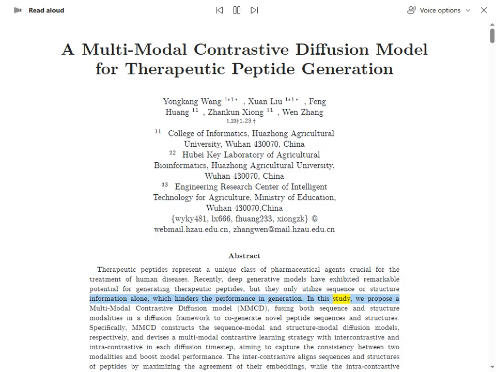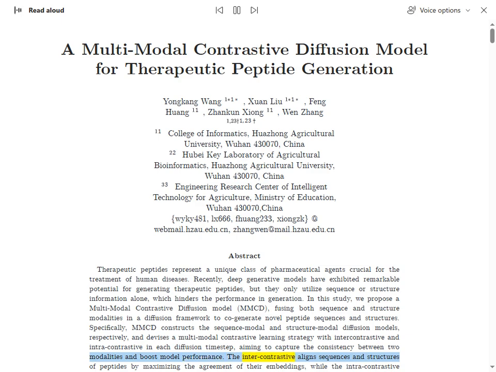In this study, we propose a multimodal contrastive diffusion model, MMCD, fusing both sequence and structure modalities in a diffusion framework to co-generate novel peptide sequences and structures. Specifically, MMCD constructs the sequence modal and structure modal diffusion models, respectively, and devises a multimodal contrastive learning strategy with intermodal and intramodal contrastive in each diffusion time step, aiming to capture the consistency between two modalities and boost model performance.